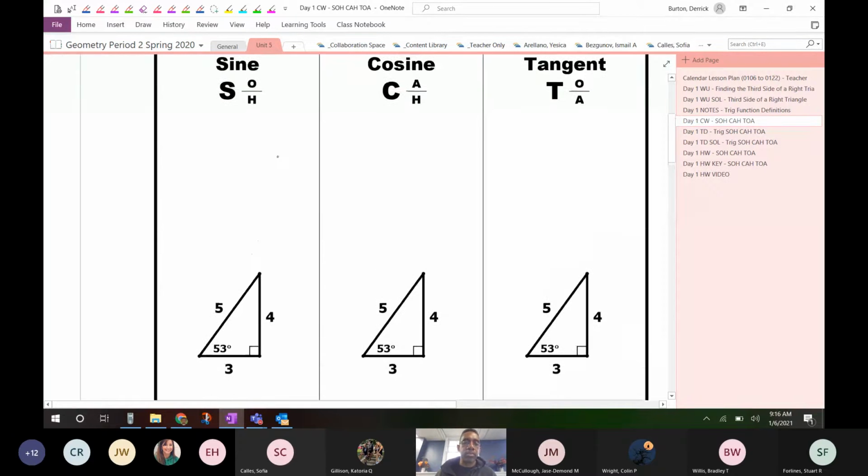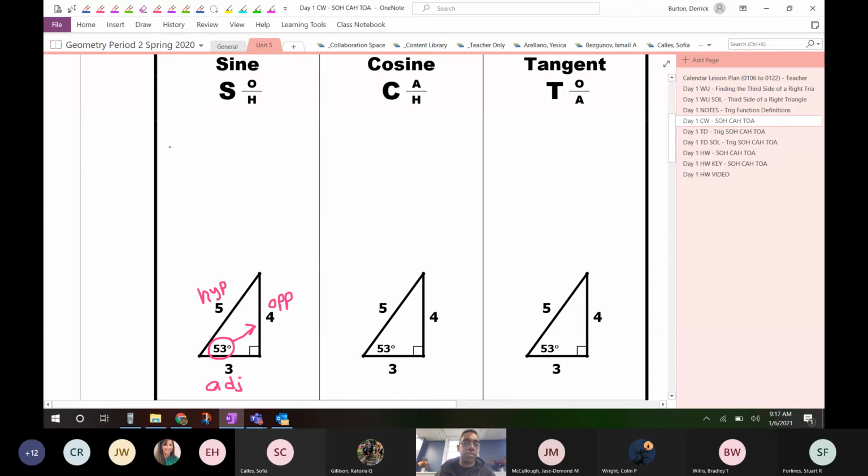The 53-degree angle is already labeled for me, so let's circle that angle. Starting with the hypotenuse: remember, the hypotenuse is always across from the 90 degrees, so this 5 right here is the hypotenuse. If I draw an arrow away from the angle, that is the opposite side. The remaining side is adjacent. So you always want to start by labeling everything.